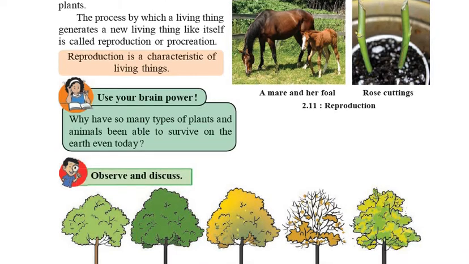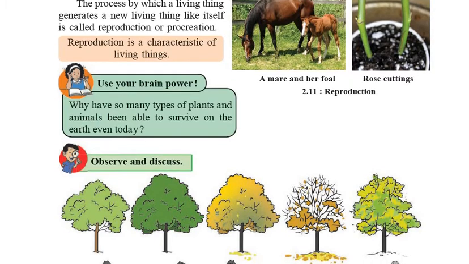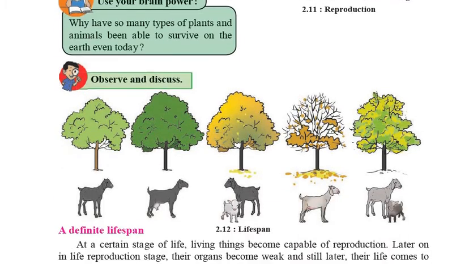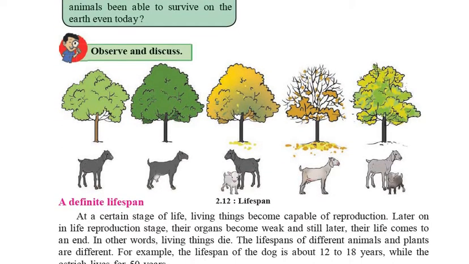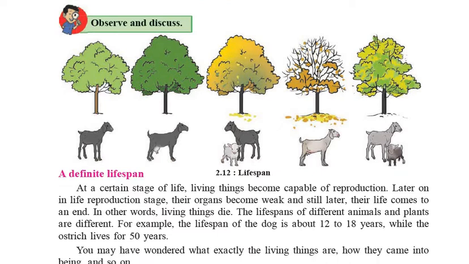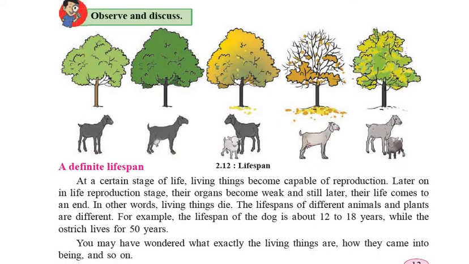Use your brain power. Why have so many types of plants and animals been able to survive on the earth even today? Observe and discuss. A definite lifespan. At a certain age of life, living things become capable of reproduction. Later on in life, after the reproduction stage, their organs become weak and still later their life comes to an end. In other words, living things die.